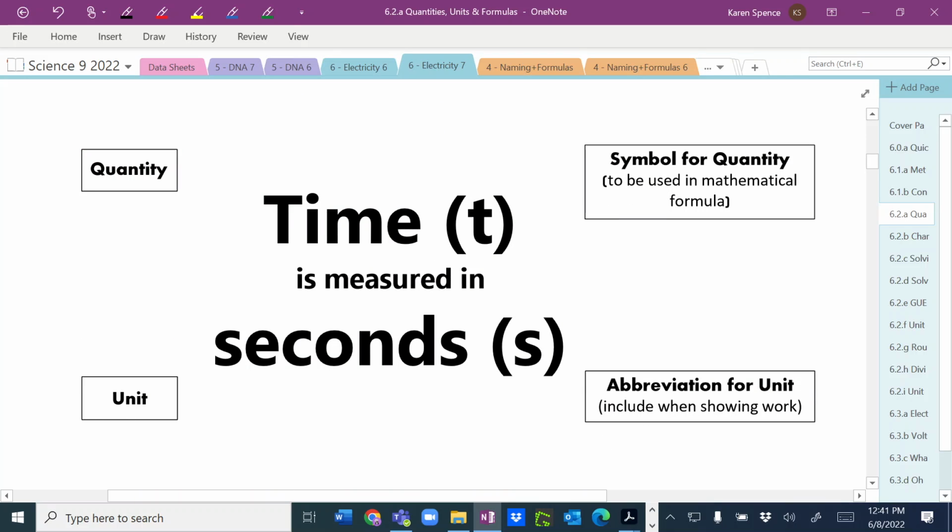Now, again, here's another one you should be familiar with. The quantity is time. The symbol for time is T. What kind of T? Lowercase t. And the unit for time is seconds. There are other units for time, but in the stuff we'll be doing in the electricity unit, we will be using seconds. So we're going to go with that one. The standard unit for time is the second, and it is abbreviated lowercase s.